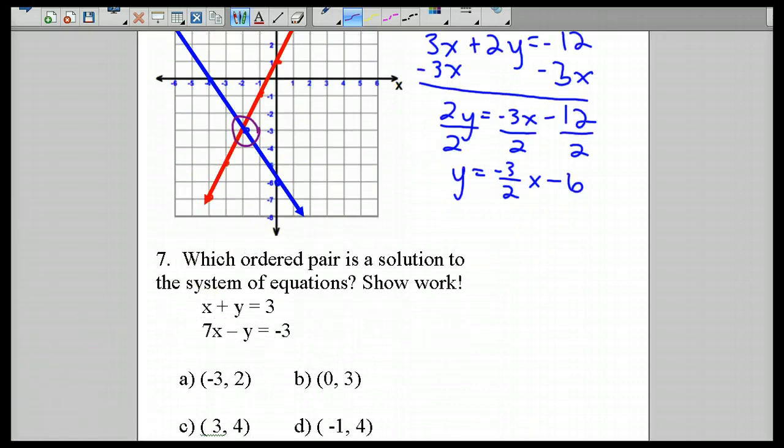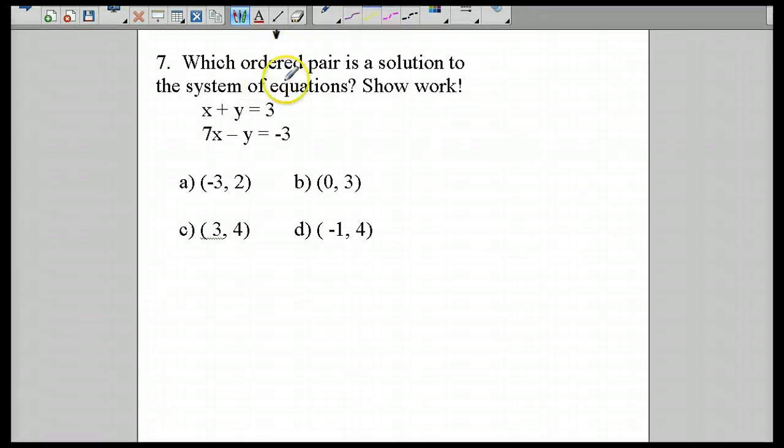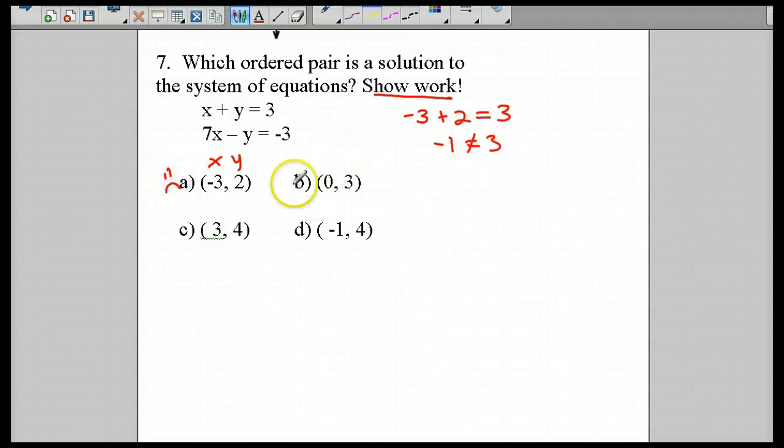So flip your page over. Number 7, which ordered pair is a solution to the system of equations? And make sure you show your work. So I'm going to do this over here in this area. So really the only trick to this is plugging in or substituting in negative 3 for x and 2 for y and seeing if the equation is true. So for the first one we have negative 3 plus 2. Does that equal 3? Well, that's negative 1. Does not equal 3. So we already know that this one is not a solution.